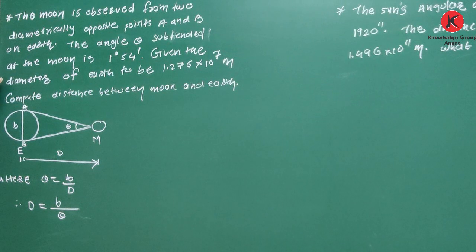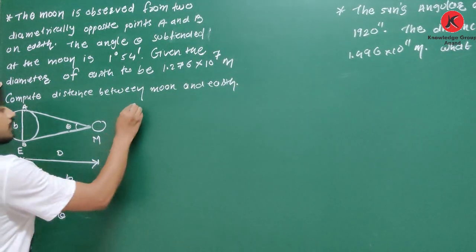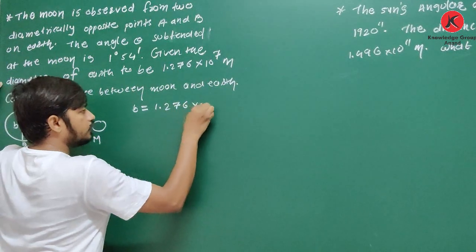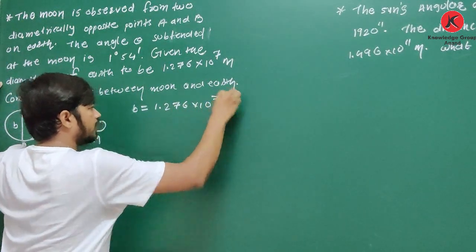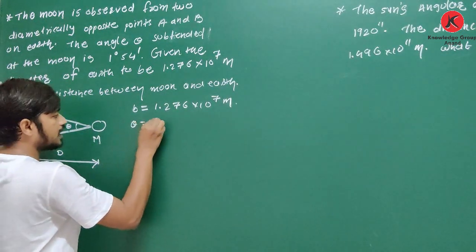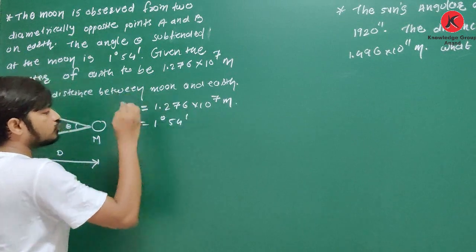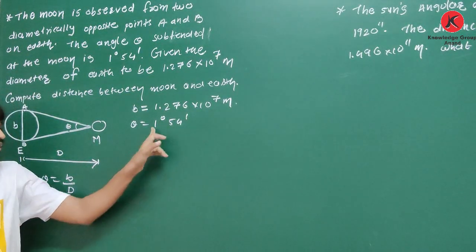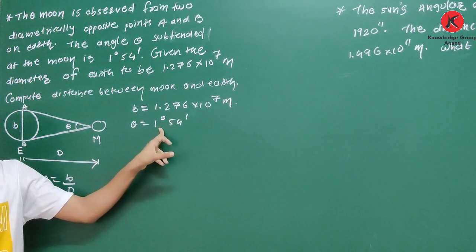See, what is b? That is the diameter of Earth. b is equal to 1.276 into 10 raised to 7 meter. Theta is also given. Yes or no? Yes, theta is also given. Theta is 1 degree 54 minutes. But you have to convert this angle in radian.